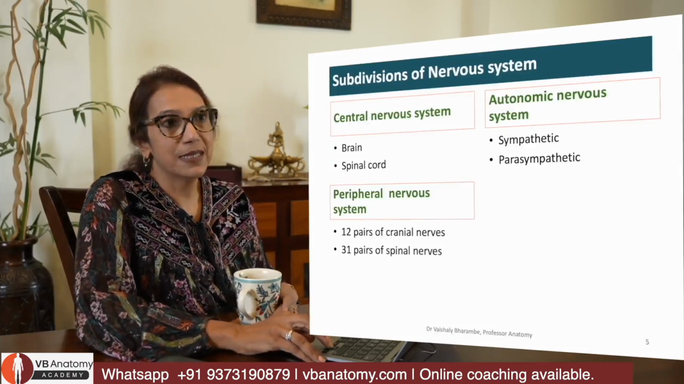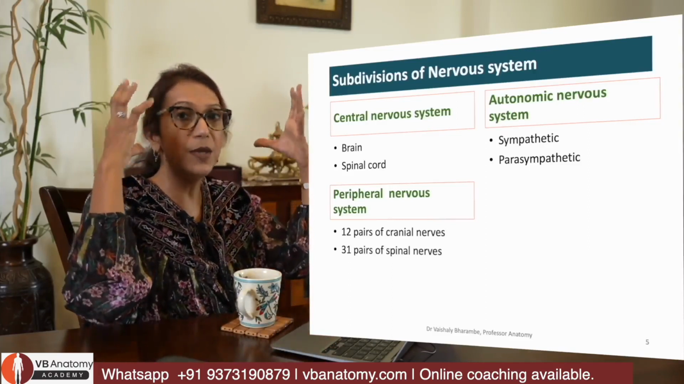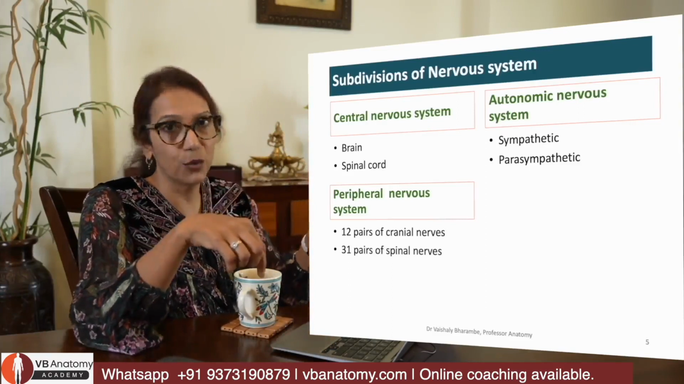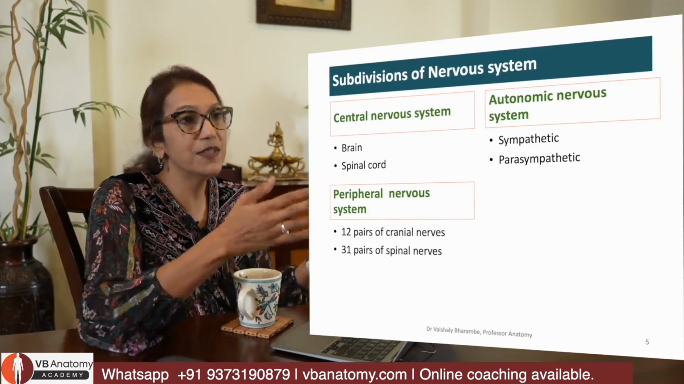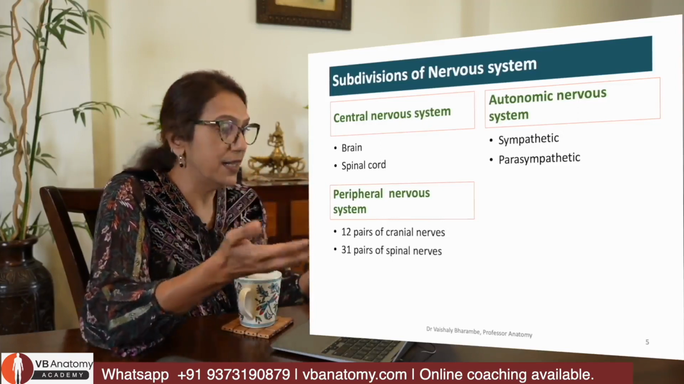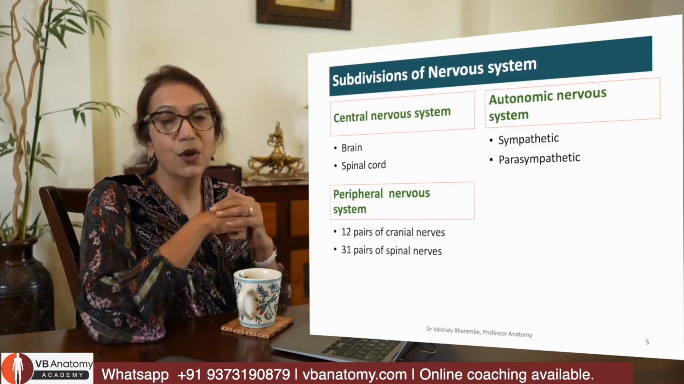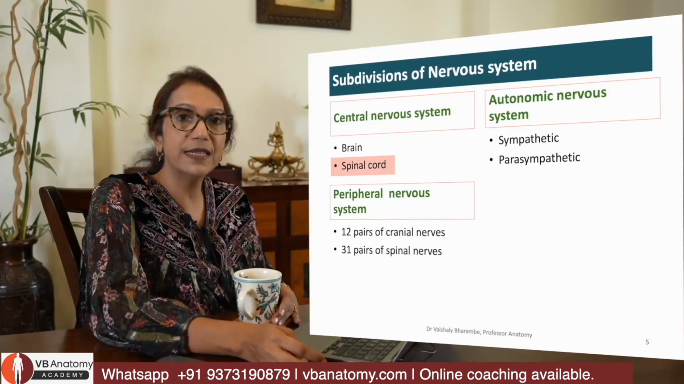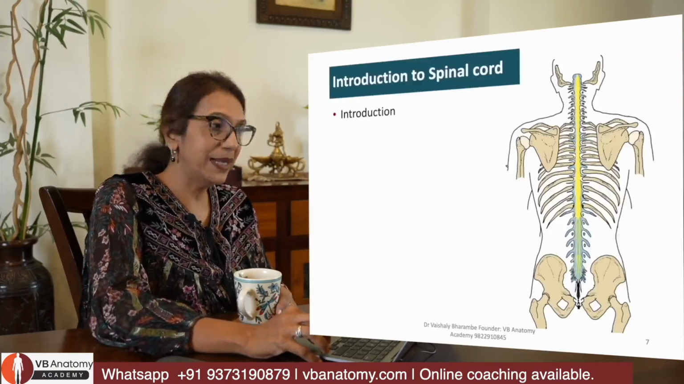First, some basics. Your central nervous system consists of the dilated proximal portion, the brain, and the narrow tubular portion, the spinal cord, which is our topic for today. It also consists of an autonomic nervous system made up of sympathetics and parasympathetics. It also consists of the peripheral nervous system consisting of 12 cranial nerves and 31 spinal nerves. All this encompasses the nervous system, out of which we are discussing the spinal cord today. So spinal cord part 1, let's start.